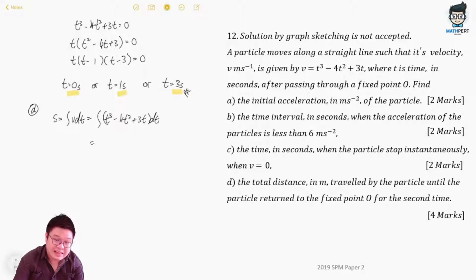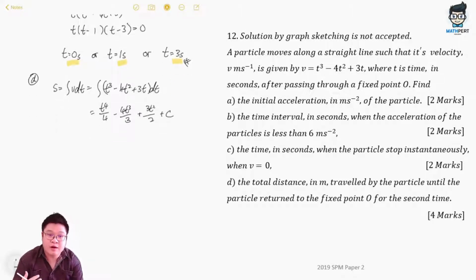This is an indefinite integral. Bear in mind that when you are doing an indefinite integral, please add a plus c at the end. So this will be t to the power 4 over 4 minus 4t cubed over 3 plus 3t squared over 2 plus c. Okay, so let's find out the value of c.